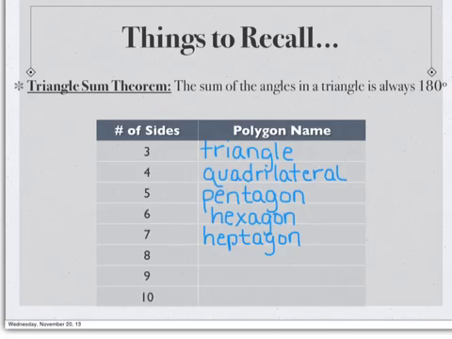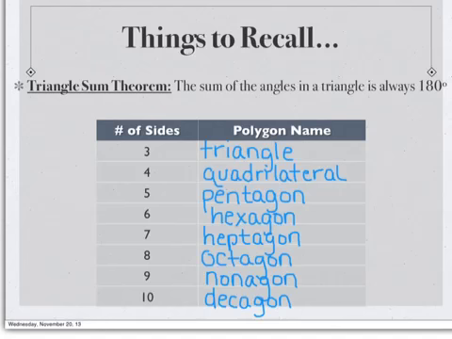This one you might not be so familiar with, but a seven-sided figure is called a heptagon. 8 sides, of course, is an octagon. Most people know the octagon. 9 sides is a nonagon. That's another one that's a little less common, but a nonagon has 9 sides. And a decagon has 10 sides.